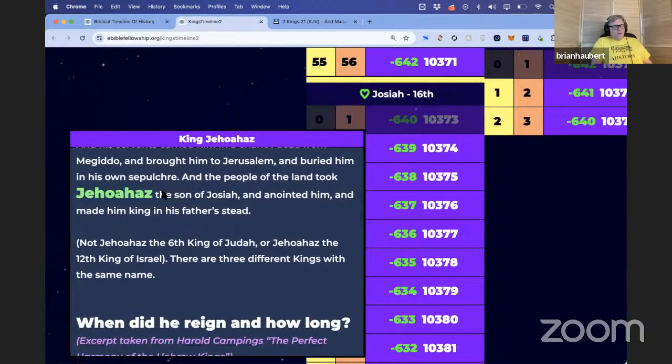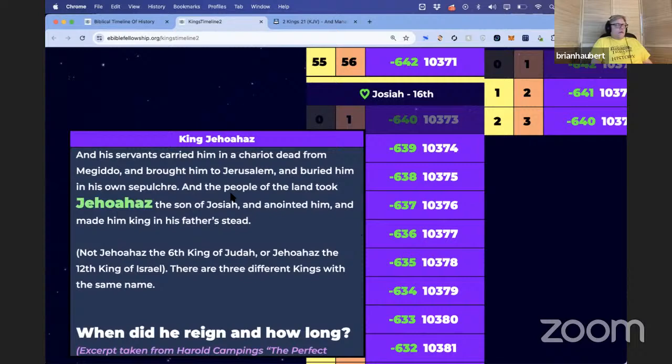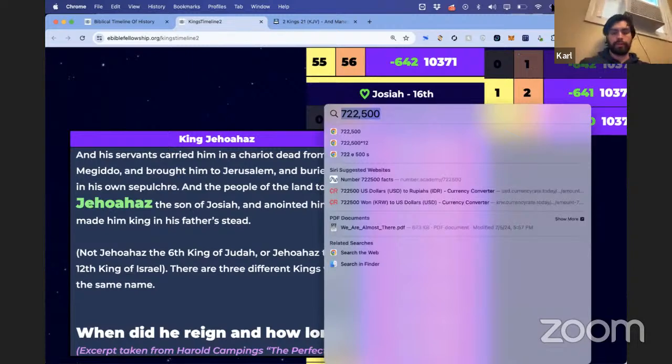And Josiah was 8 when he became king, and he reigned for 31 years. So if you take 8 and add 31 years, that means he was 39. And of course that's 3 times 13, which breaks down to very significant numbers. I believe from 1994 to 2033 is also 39 years.